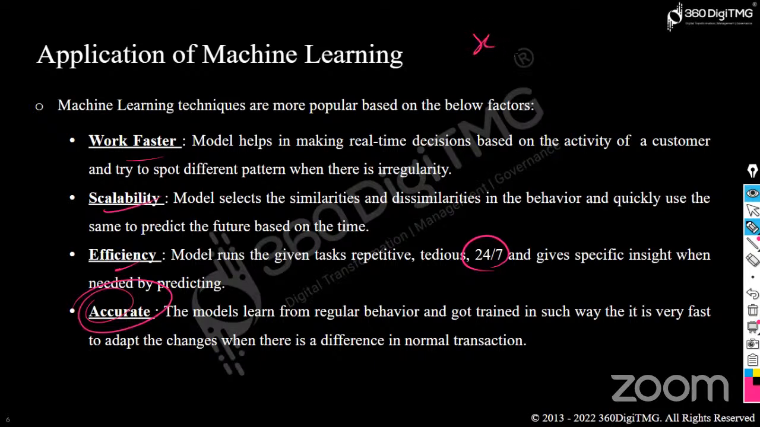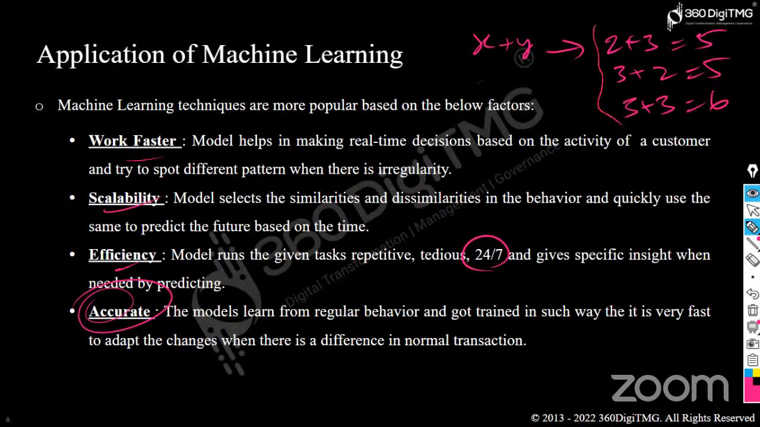Let's say for example, we have x plus y. We need to train the model: 2 plus 3 as 5, 3 plus 2 as 5, and 3 plus 3 as 6. Like this, we train the model and then check for 4 plus 2. It also needs to check what the values of x and y are. If my output needs to be predicted as 8, the values of x and y vary.